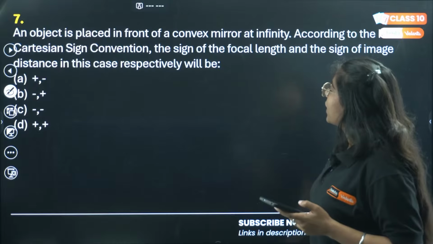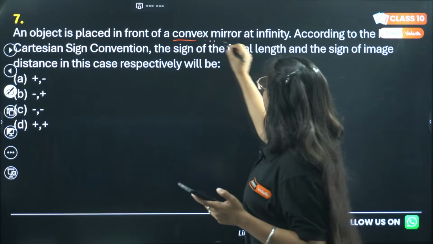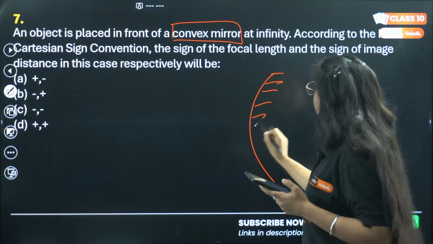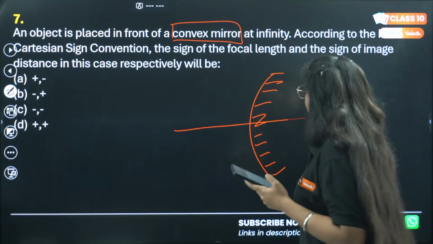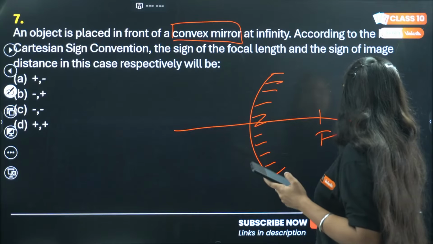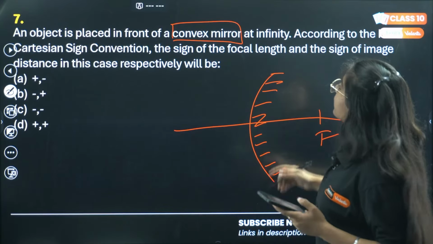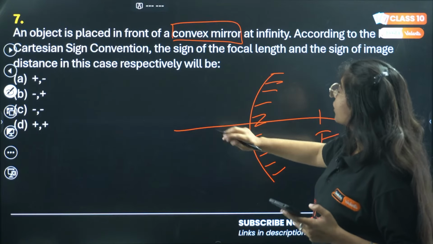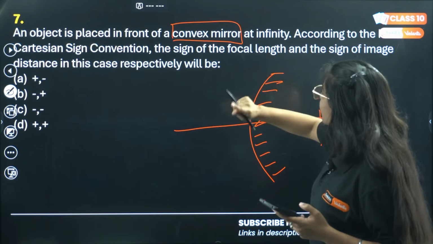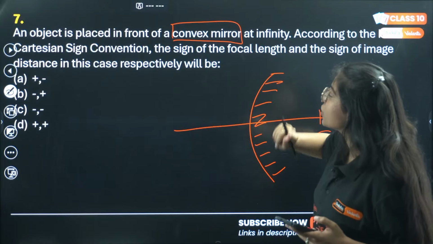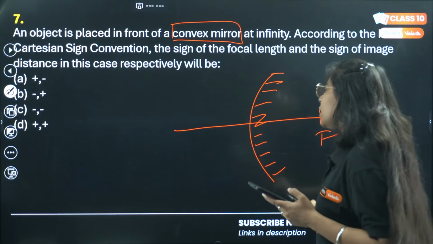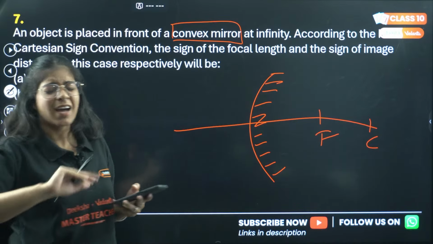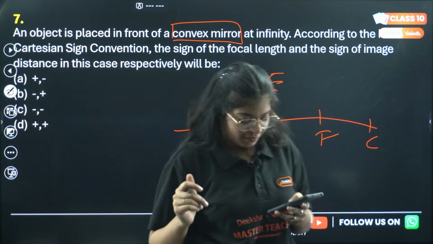An object is placed in front of a convex mirror. Again, highlight the keywords: convex mirror. Let's make the convex mirror. Is this my convex mirror? And we have focal length and radius of curvature at infinity. Now, according to the Cartesian sign convention, what will be the sign of focal length and the sign of image distance in this case?